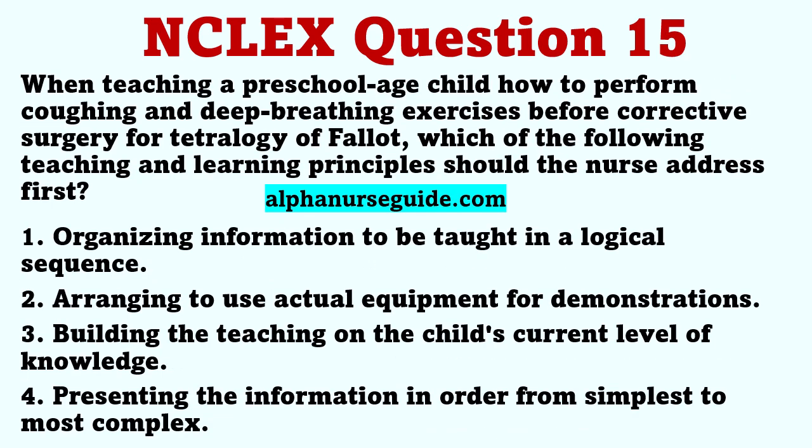When teaching a preschool-age child how to perform coughing and deep breathing exercises before corrective surgery for tetralogy of Fallot, which of the following teaching and learning principles should the nurse address first? 1. Organizing information to be taught in a logical sequence. 2. Arranging to use actual equipment for demonstrations. 3. Building the teaching on the child's current level of knowledge. 4. Presenting the information in order from simplest to most complex. The correct answer is 3.